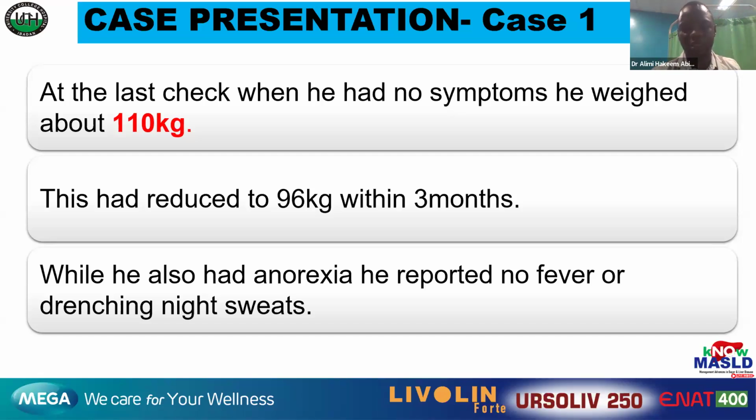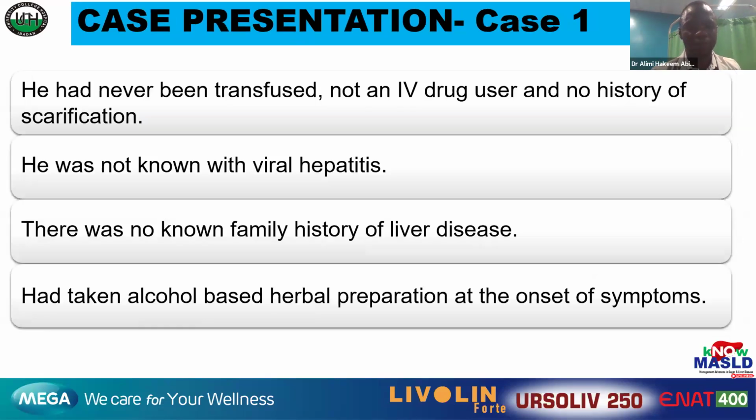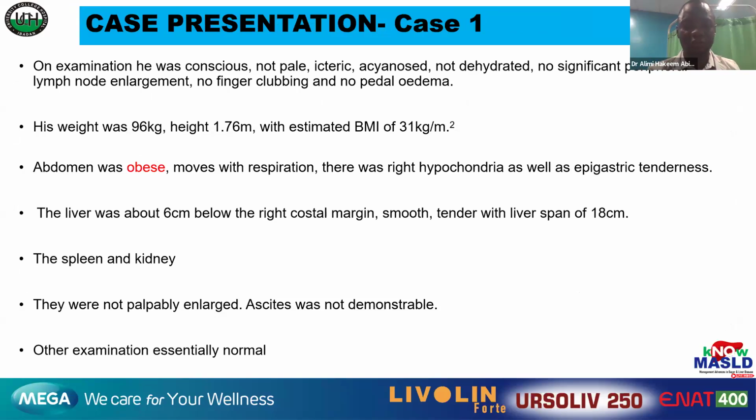His weight has dropped to about 96 kg. He also had anorexia, but he had no fever or drenching night sweats. He had never been transfused, not a known IV drug user, and no scarification, just to tell us that he has no traditional risk factor for viral hepatitis. He was not known with viral hepatitis, had no family history of liver disease. He had taken alcohol-based herbal preparation at the onset of symptoms, just like Dr. Onyia has also alluded to, that some of our patients take different combinations just to feel okay.